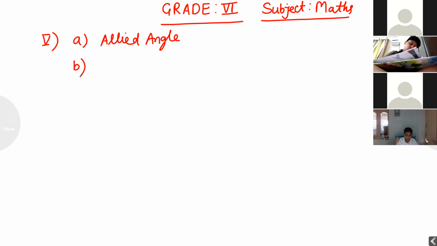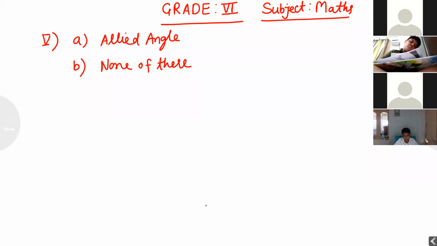B question, angle 1 and 4. Angle 1 and 4, that is vertically opposite angle. But in this question, vertically opposite is not there. The answer we will write here: none of these. This angle is vertically opposite angle, but in this question, this angle name is not there.